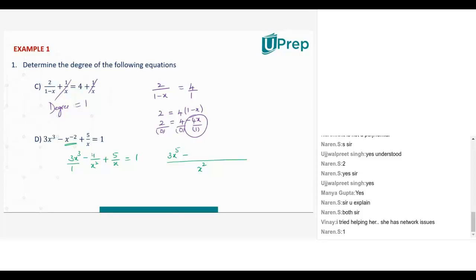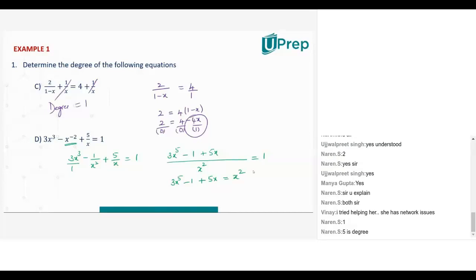x square with 1 cancels x square times. So that into 3x cube is 3x to the power of 5, minus, x square with x square cancels 1 times 1 into minus 1, that's 1. x square with x cancels x times, so that into 5, that gives me 5x is 1. So now I have 3x to the power of 5 minus 1 plus 5x is, cross multiplying, 1 into x square is x square.